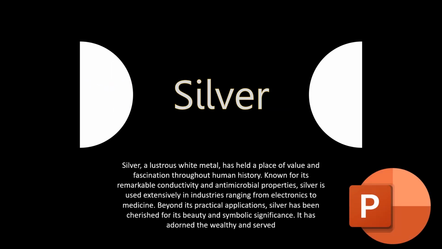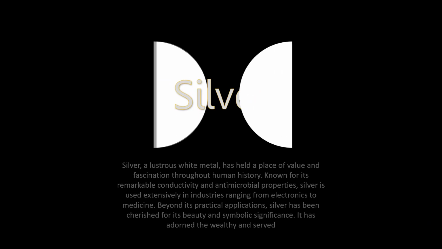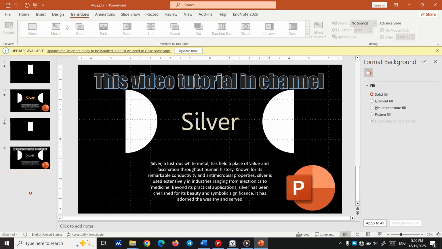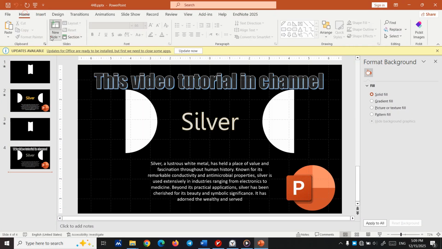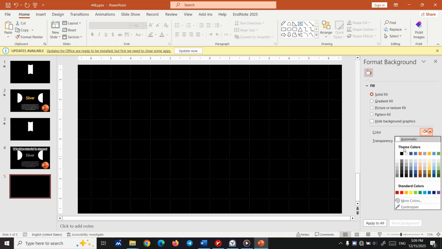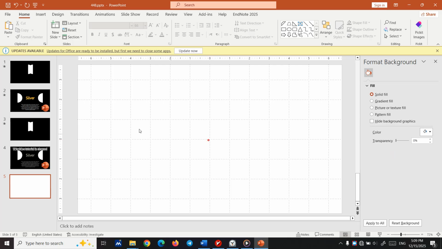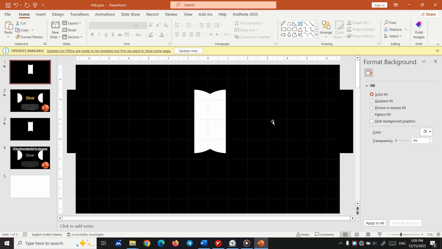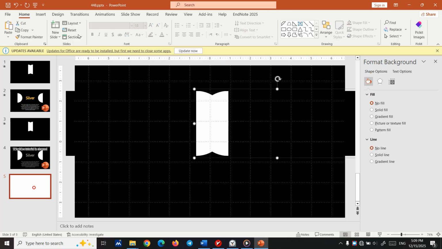Hi everyone, let's try to create this presentation and see how it looks. You see, it has a nice effect, so let's try to create that. At first, we need to insert a new slide. In the new slide, I'm going to format the background color to be white again, because I'm not a fan of the black. Now we need to create these two things.